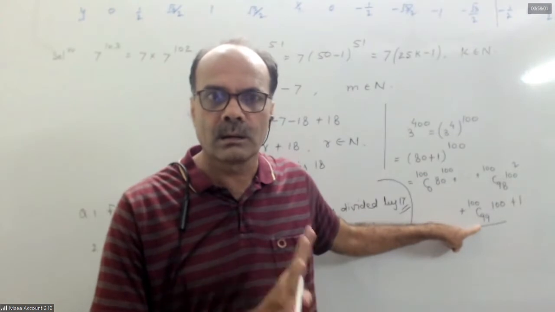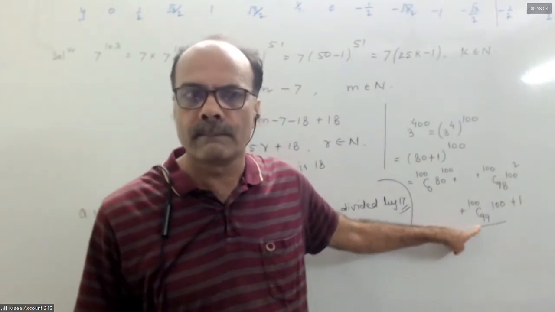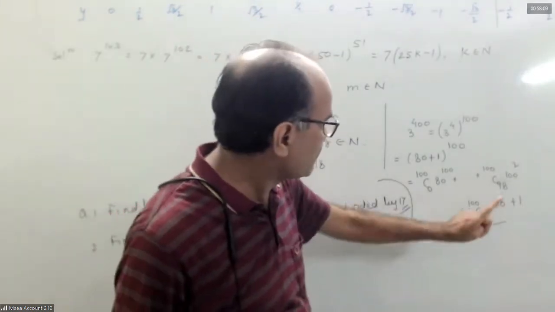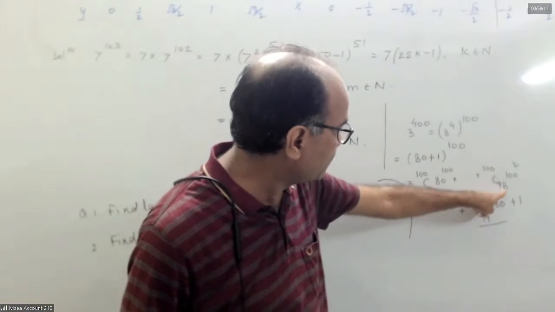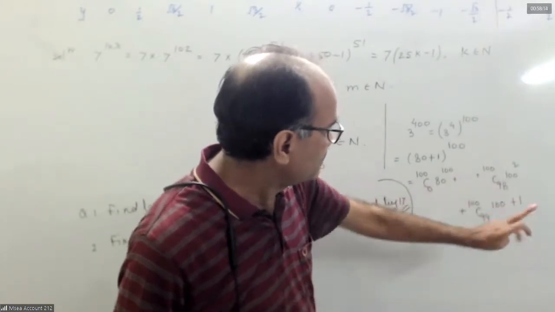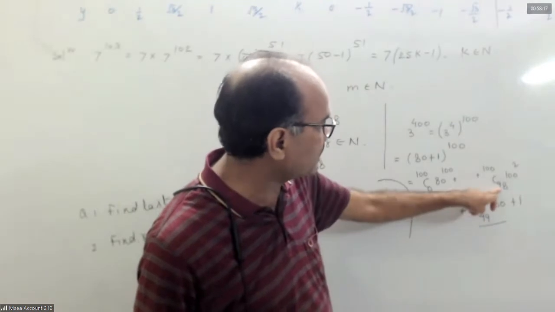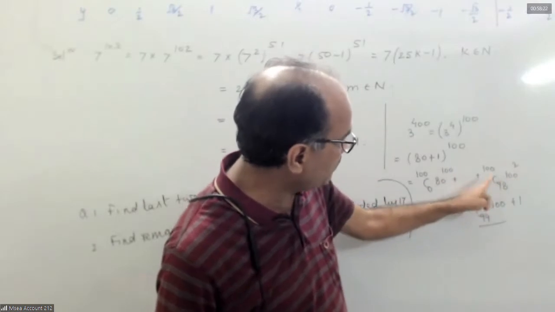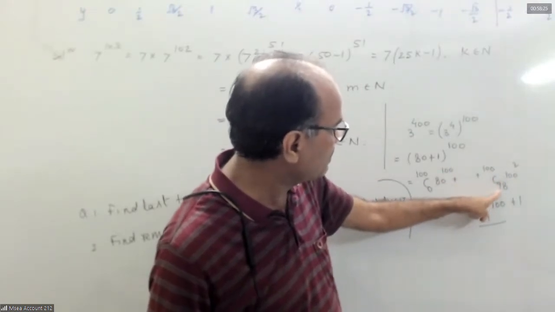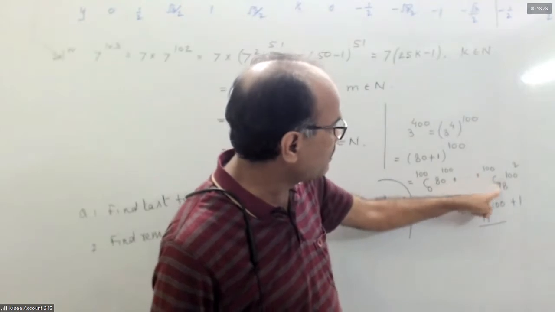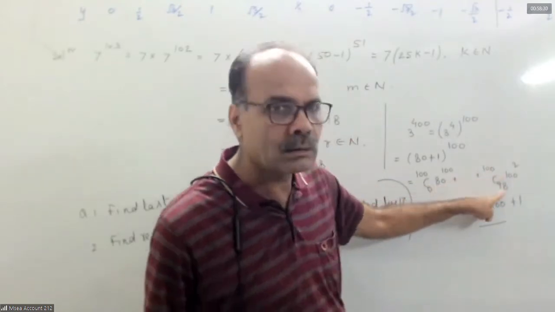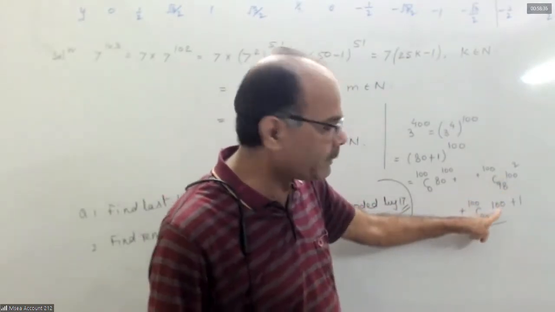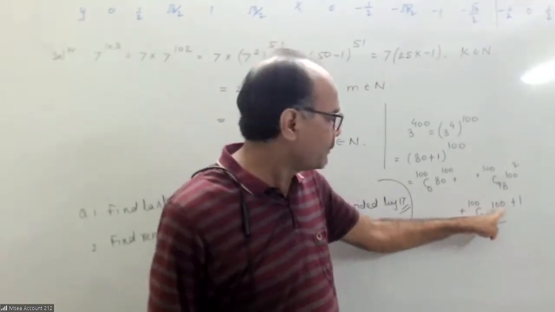Sir, one doubt: how did we get 100C98 into 100 square? That is the step just above, sir. This is the last term, this is the second last, this is the third last. Sir, 100C0, C1, C2, up to somewhere it will come 100C98, and 80 to the power 100 minus 98, plus 100C99 into 80 to the power 100 minus 99, plus 100C100. Like that.